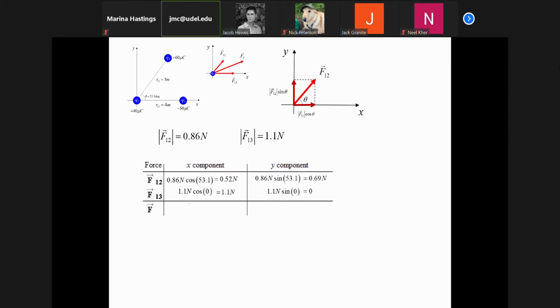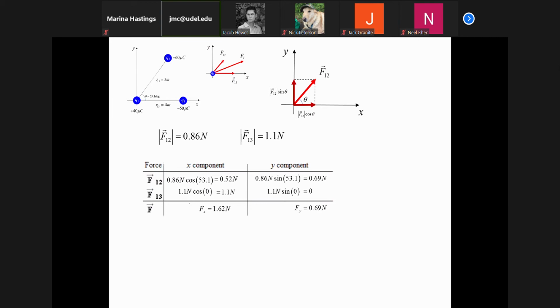Now next what we'll do is sum these, the x component and y component separately. For F of x, the x component of the resulting force is 1.62 newtons, and for F of y, it's 0.69. No contribution from the force of charge 3 acting on charge 1. Charge 3 acting on charge 2, or charge 1, sorry.